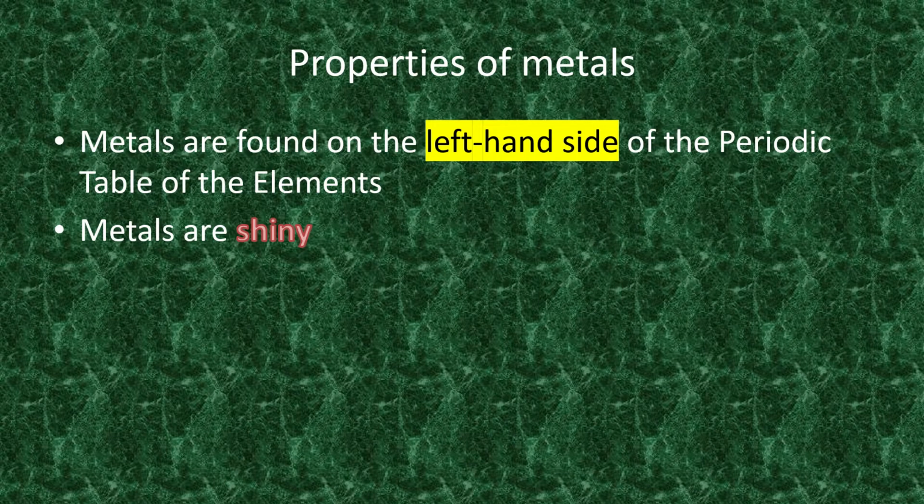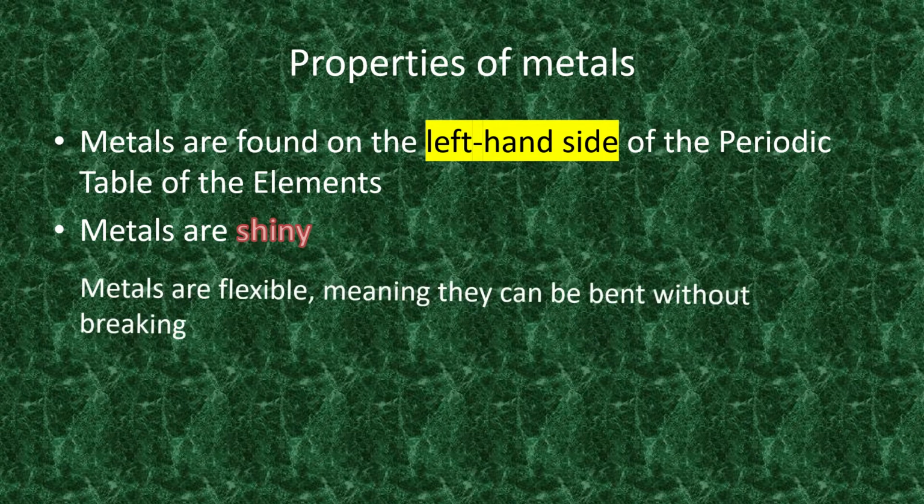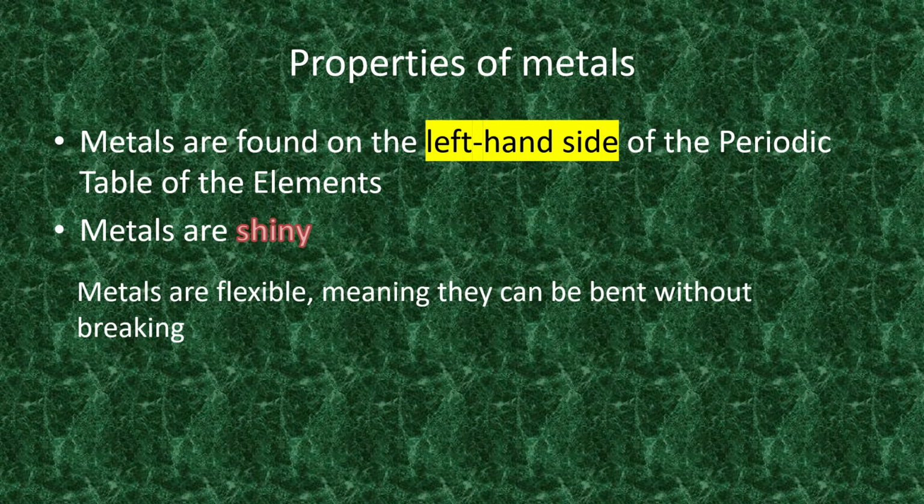So let's take a bad example to start with. Let's pretend I am giving you a presentation about properties of metals, and this is how I'm doing it. Properties of metals. Metals are found on the left-hand side of the periodic table of the elements. Metals are shiny. Metals are flexible, meaning they can be bent without breaking. Metals are good electrical conductors.